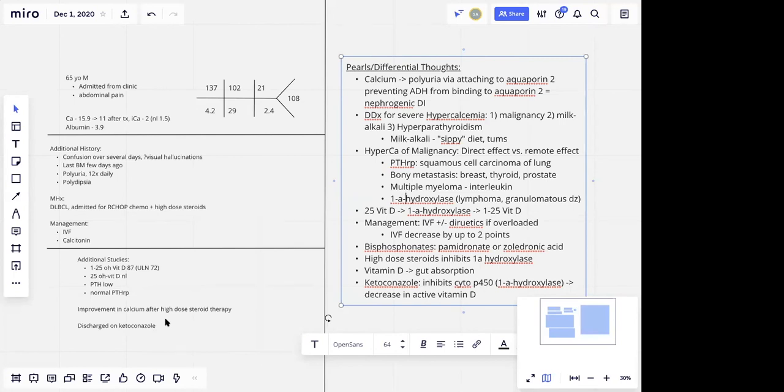Also, mainstay of treatment: fluids and bisphosphonates. If you want to give them 2 things, this is the mainstay of treatment. Calcitonin is just a temporizing measure. It loses its efficacy after 2 days.